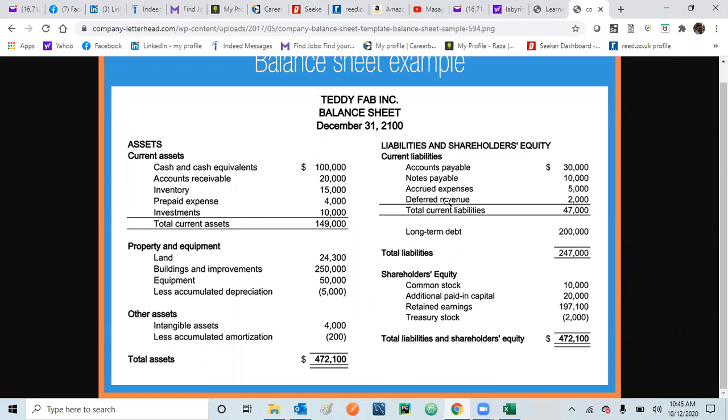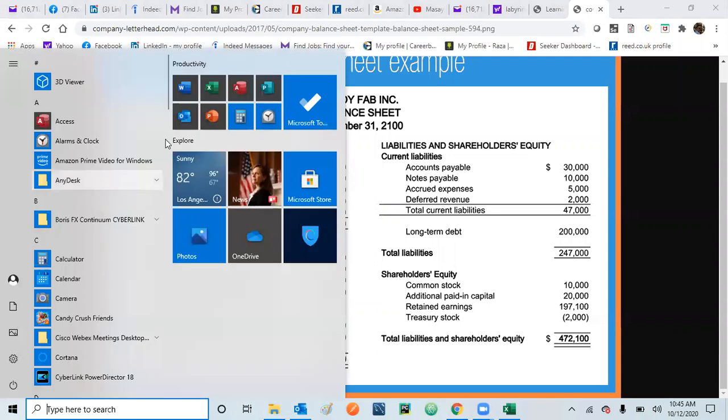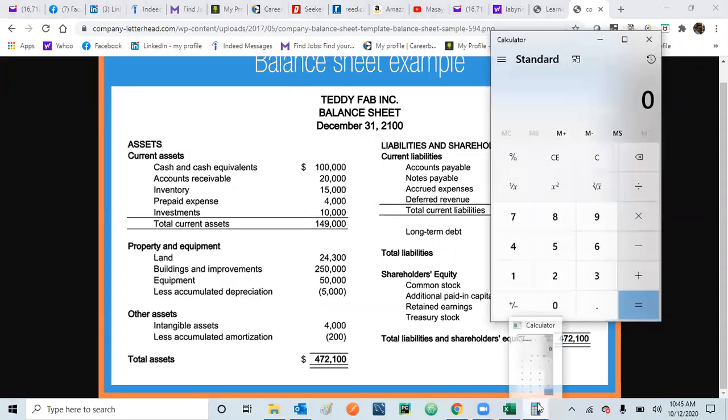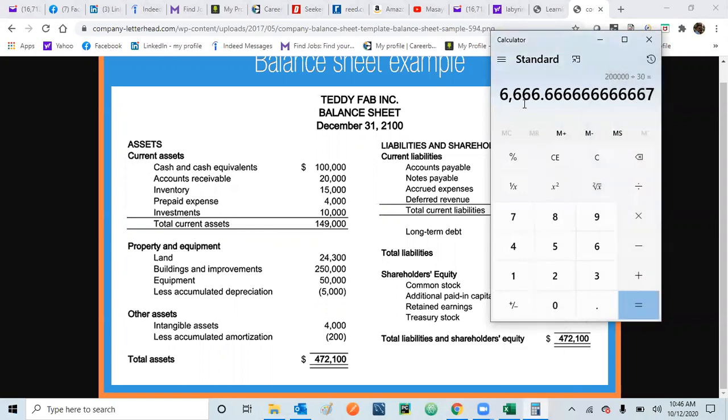Just to give you one idea, sometimes we have long-term debt. We have a mortgage on a property. We know that we have to pay for the property in 30 years. But for this year, let's say I have to pay 200,000 in 30 years. So if I divide this 200,000 by 30 years, I get 6,667 something, right? So this portion I have to pay this year.